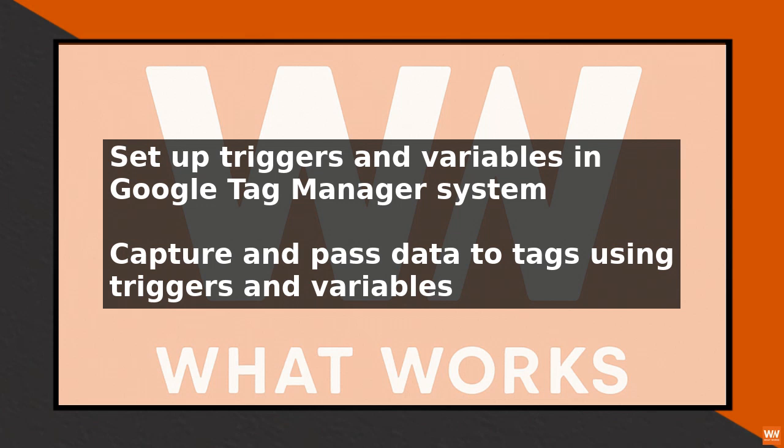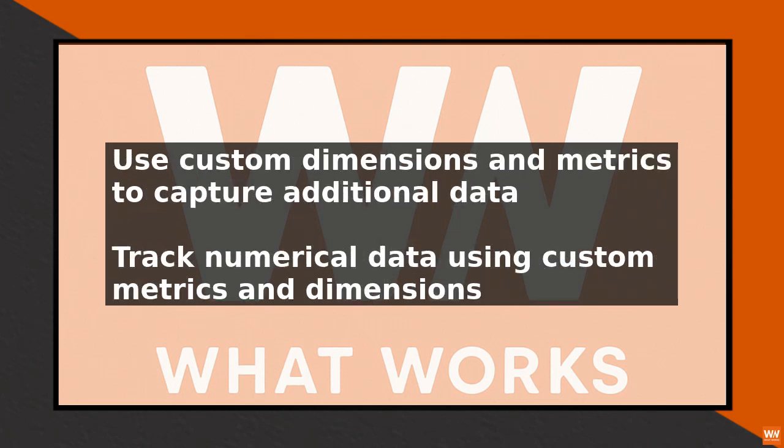Best practices for customizing Google Analytics tag implementation include using a data layer to capture and pass data to your tags, testing your tags to ensure they are firing correctly, and using version control to keep track of changes to your tags. By following these best practices and using the features of Google Tag Manager, you can customize your Google Analytics tag implementation to track and analyze your website data more effectively.